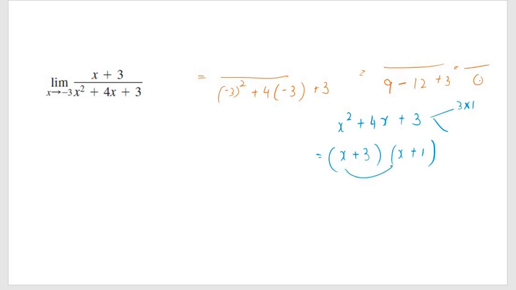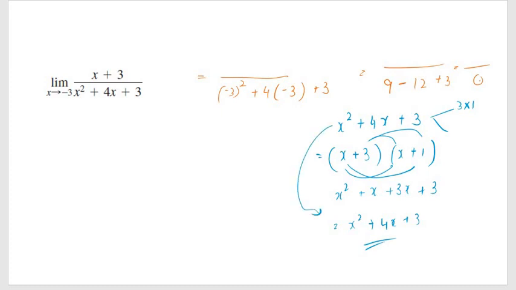Let's see whether this is correct. It is equal to x squared, and when you multiply this by this, plus x, then here plus 3x plus 3. So this is x squared plus 4x plus 3. That's your function. So these are factors. This is correct. This is the same as this. So these are the factors of this function.